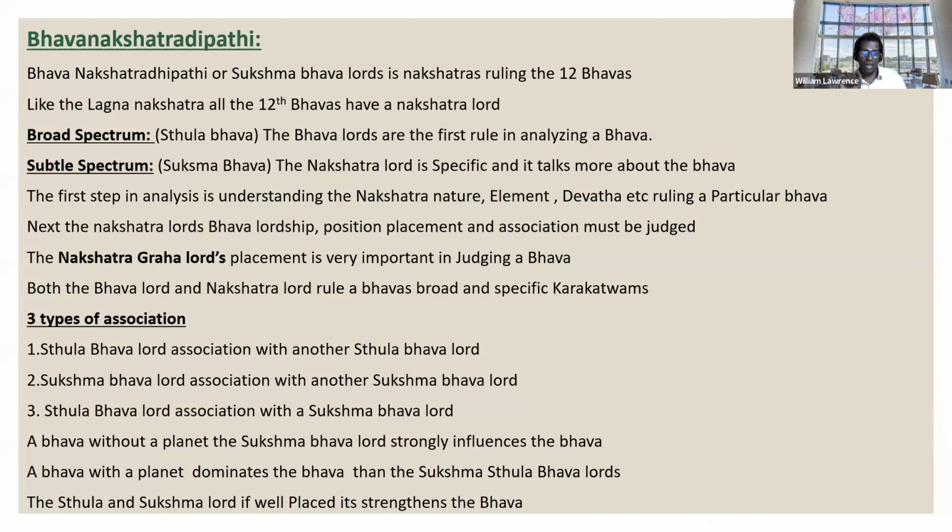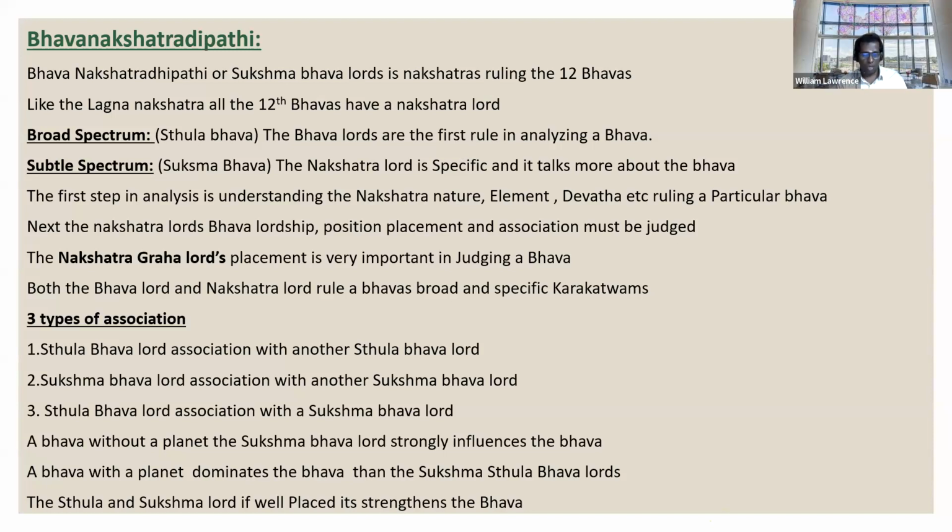Each Bhava falls on a particular nakshatra. Let's say somebody is born in Mesha Lagna in Ashwini 4. Mars rules the Lagna, but Ashwini's lord is the nakshatra lord. That's what you will have to understand. So it's not the Lagna nakshatra alone. The Lagna alone does not own a nakshatra. All the 12 Bhavas own a particular nakshatra. So it is very, very important.